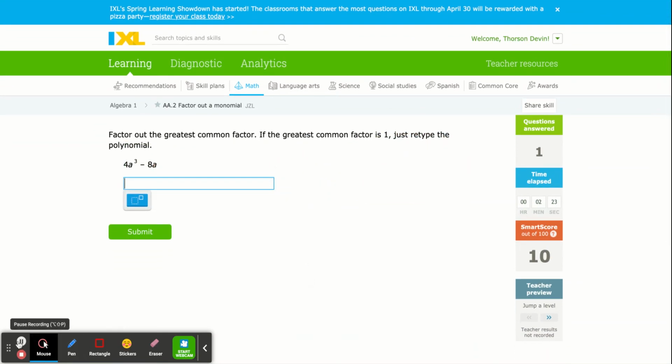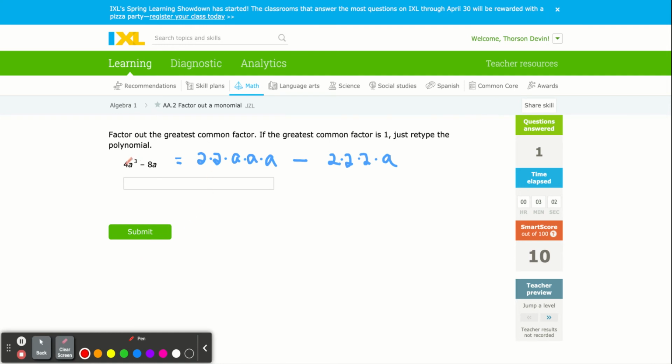Okay, so I'm going to factor this one so you can see it. What I've done is I've expanded the 4a cubed. In other words, 4 is 2 times 2. A cubed is 3 a's. The 8 is 2 times 2 times 2, and I have that single a. They both have a couple 2's in common, so I'm going to pull that out in front of a set of parentheses, and they both have a single a in common.